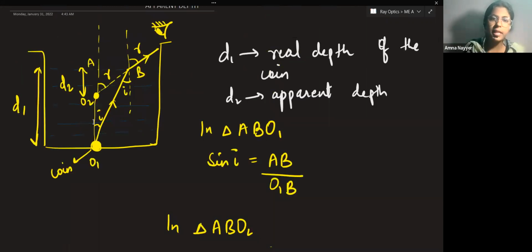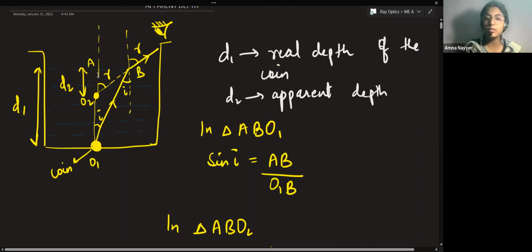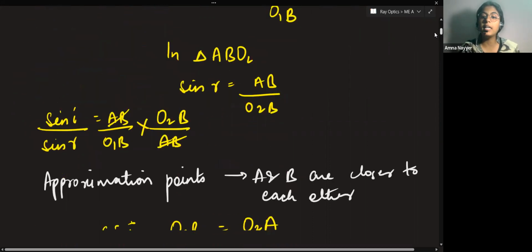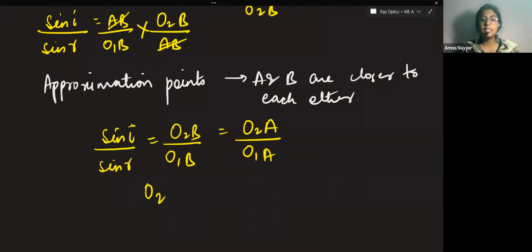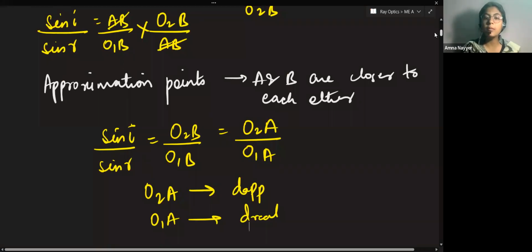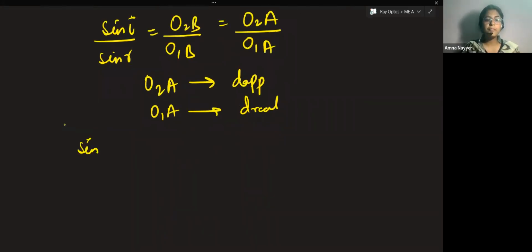O2A is the real depth of the coin that is present. Look here, this is O1A, sorry. And O2A is what? It's the apparent depth that we are able to observe. So O2A is the apparent depth. O1A is the real depth. Here also we have to substitute the same thing. Instead of O2A, we'll write the apparent depth. Instead of O1A, we'll write the real depth. So sin I by sin R becomes equal to apparent depth by the real depth.